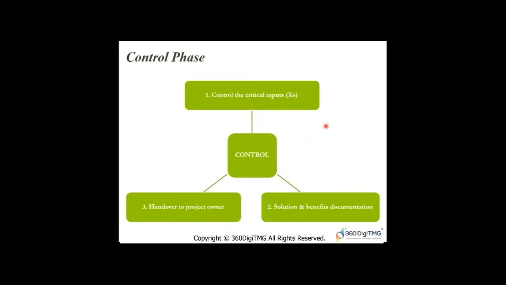Here are the 3 steps of control phase. We need to first control the critical inputs. Also, we use control phase to control your output, right? We also do that. Solution and benefits documentation is the next step. We document the solution which we have provided, the benefits that the solution has given to you. We document all that. And then we hand over the improved process to the project owner for him to continue with the analysis.